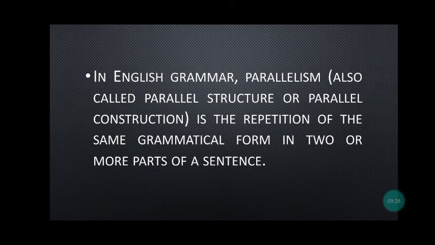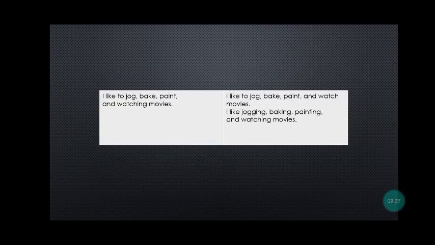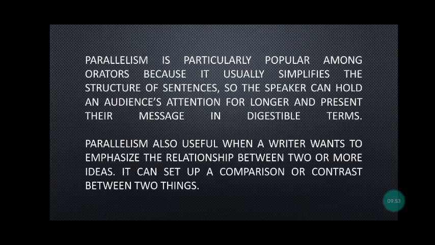Alright, so in English grammar, parallelism, also called parallel structure or parallel construction, is the repetition of the same grammatical form in two or more parts of a sentence. Like this one, I like to jog, bake, paint, and watching movies. We can make it like I like to jog, bake, paint, and watch movies. Or I like jogging, baking, painting, and watching movies. As simple as that.